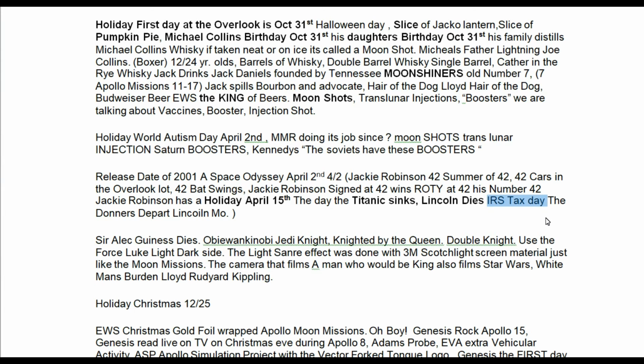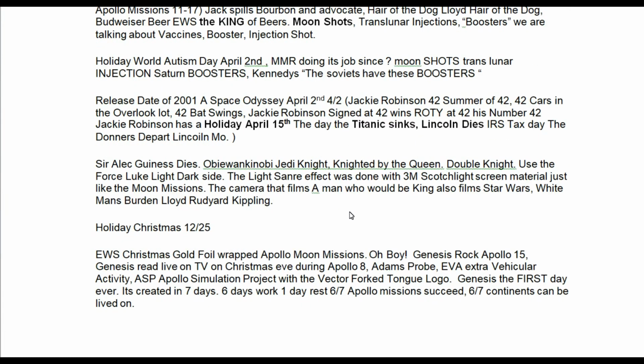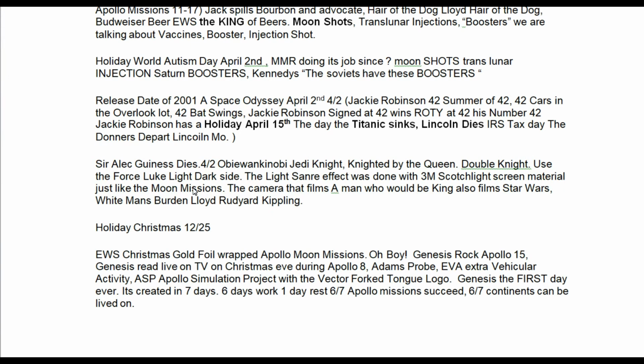Your money's no good here. Orders from the house. This is a connection into Jack at the bar, where he has the money that's actually backed by real metals, and Lloyd tells him, no, your money's no good here anymore because it's not backed by metals anymore. Sir Alec Guinness dies on 4/2. So this is Obi-Wan Kenobi, a Jedi Knight. So he's a Jedi Knight in the movie. In reality, he's Sir Alec Guinness. He was knighted by the Queen. He's a double knight. This is a chess piece.